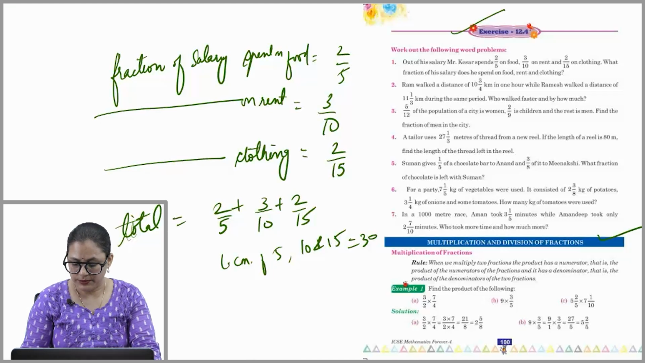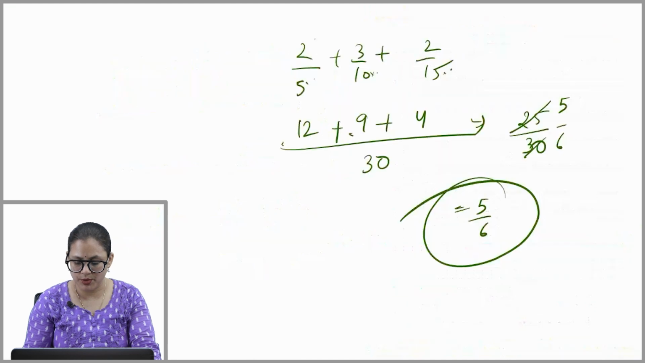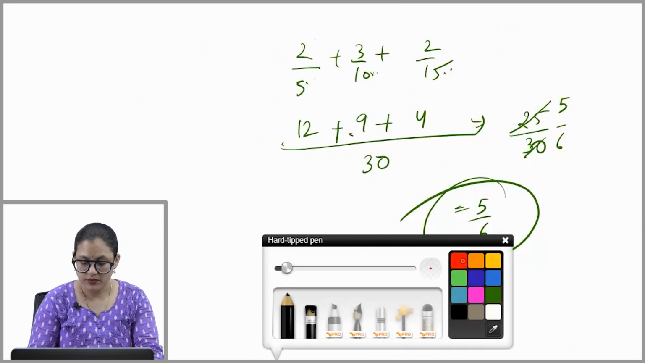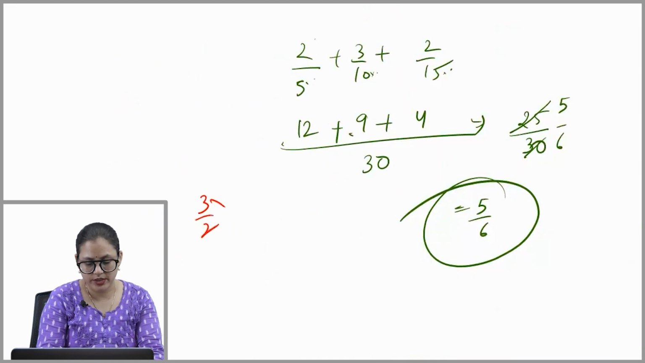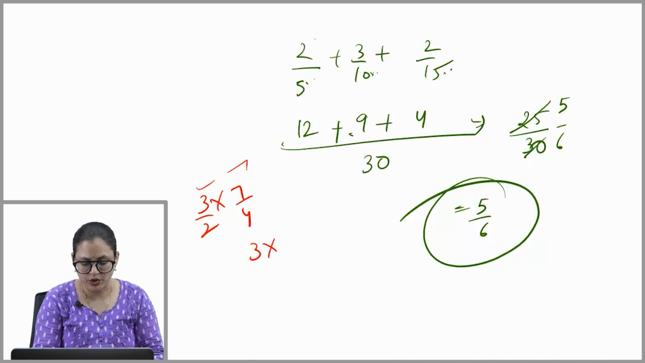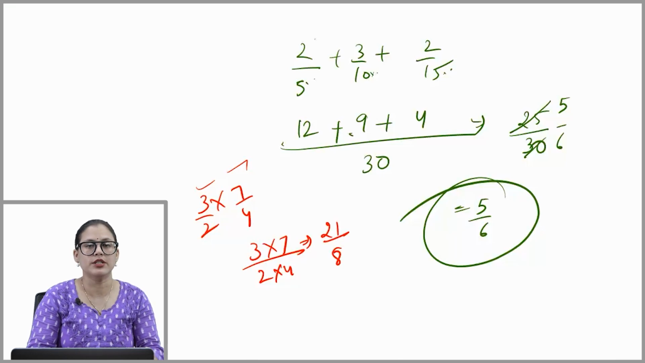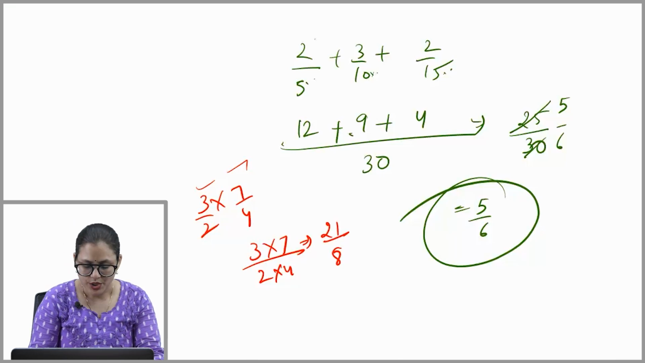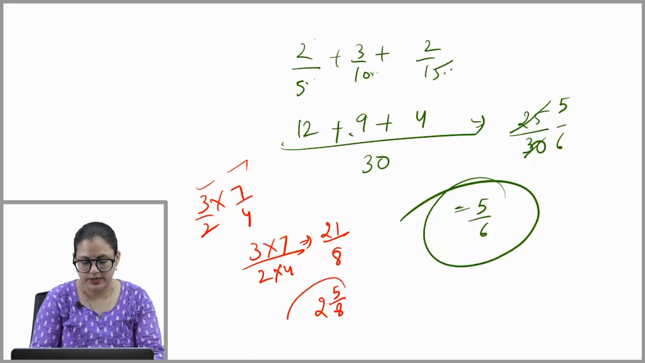See, you have to find the product of 3 by 2 into 7 by 4. So what will you do? You will multiply numerator by numerator, denominator by denominator. 7 3s are 21 and 4 2s are 8. Now you can convert it into a mixed number also. So you will get 2 5 by 8.